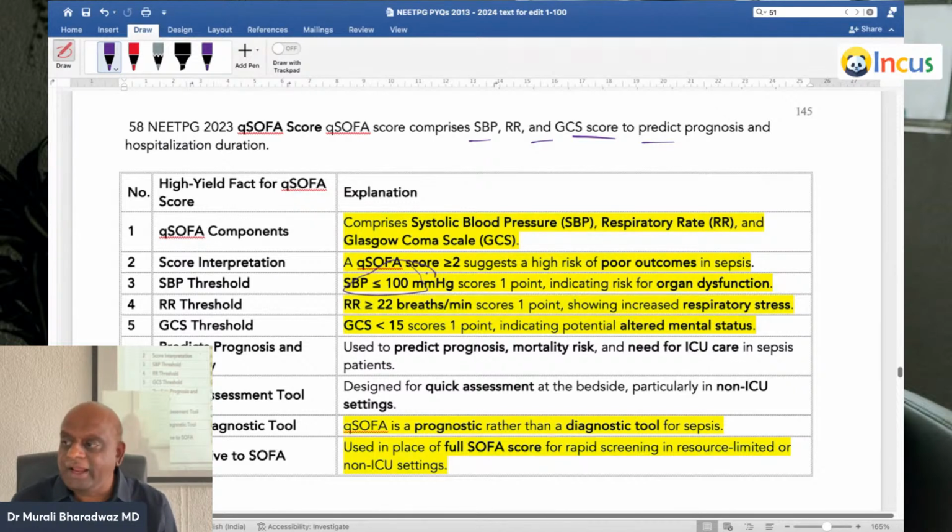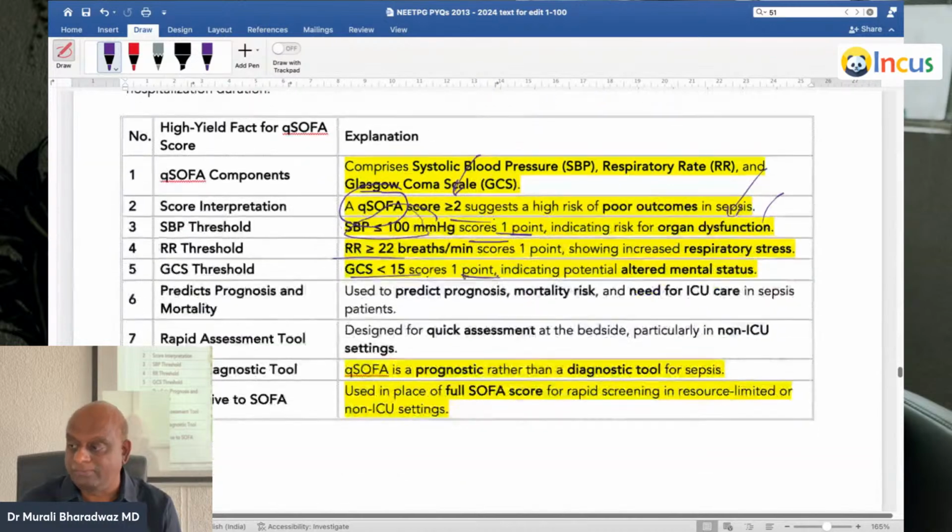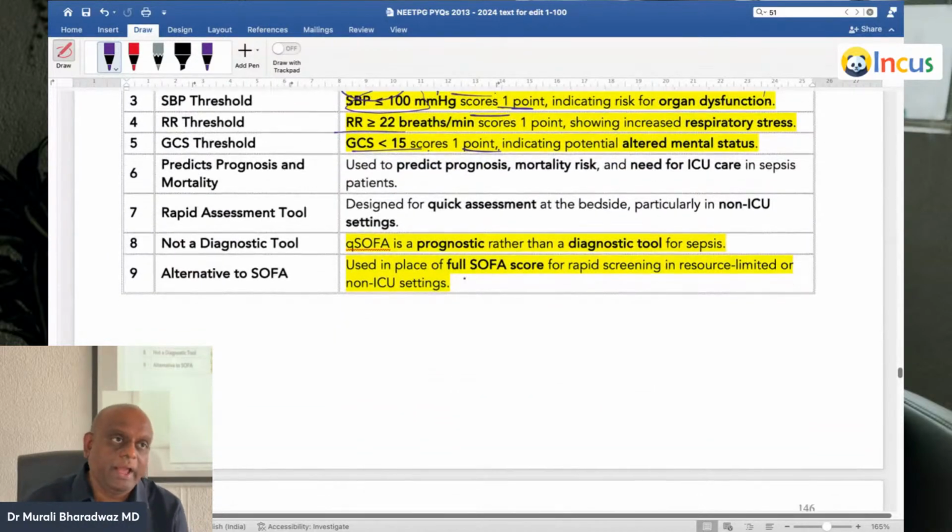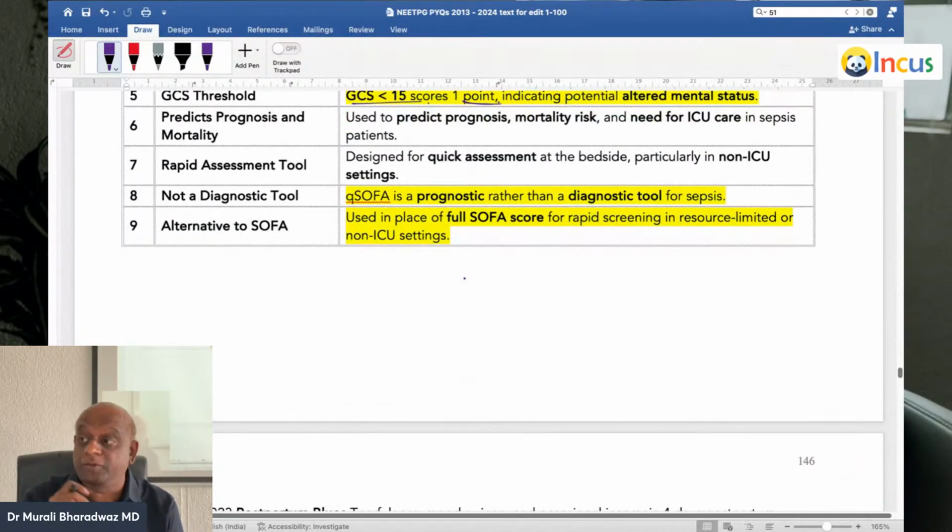So SBP less than 100 scores 1 point. That means there is an organ dysfunction. Respiratory rate more than 22 scores 1 point. That shows increased respiratory rate. GCS less than 15 is 1 point, with altered mental status. And any Q-SOFA score of 2 or more is a poor outcome. And Q-SOFA is not diagnostic, it is prognostic.